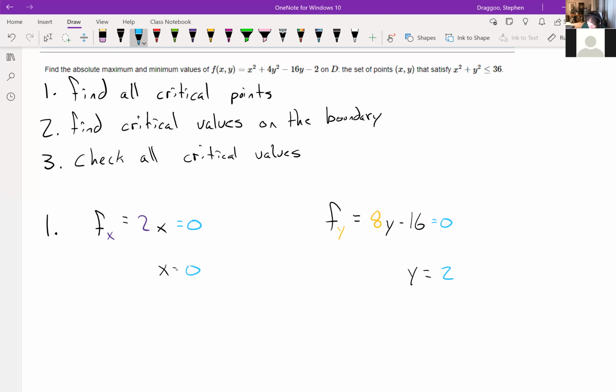Cool, so that gives me my first critical point at (0, 2). If this were a more complicated set of partial derivatives, I would need to substitute a value for x into f partial y, or substitute a value of y into f partial x. But this was a completely separable function, which makes it nice. I just needed to solve each one individually. I get a number right away. So kind of a nice looking partial derivative set.